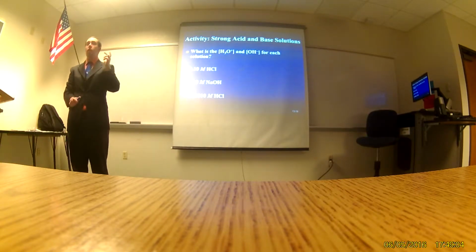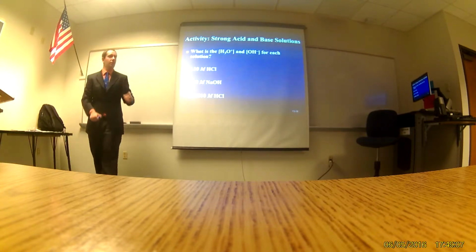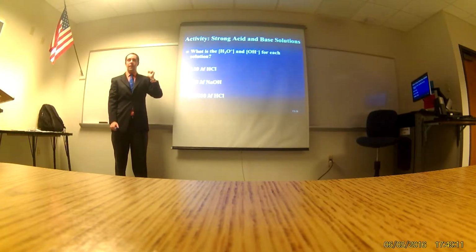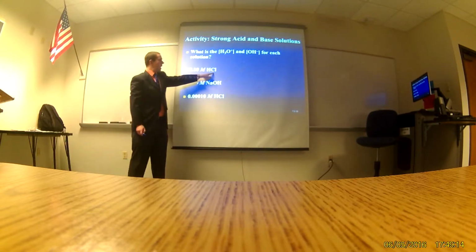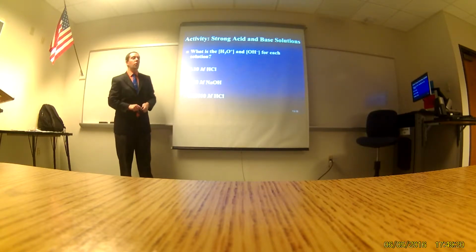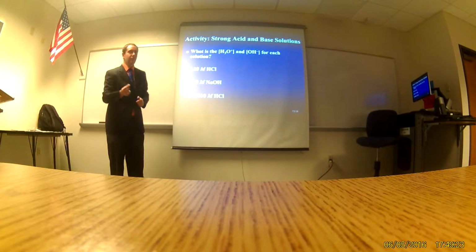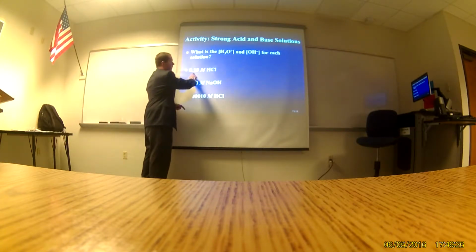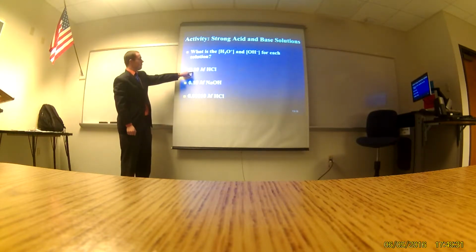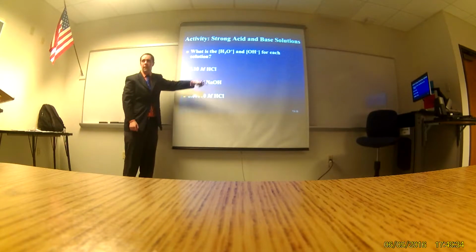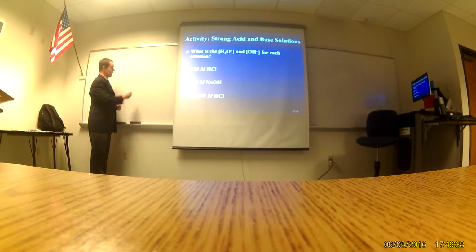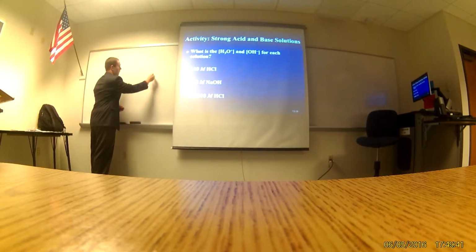HCl is an acid. What's it called? Hydrochloric acid. So this is going to give us hydrogens. For every one of these that we have, how many hydrogens come off of it? 1. So if you want to find the hydrogen concentration, you take the concentration of your solution and multiply it by however many hydrogens you get. So in this case, it's 0.1 times 1 equals what? 0.1 times 1 equals 0.1 molar.